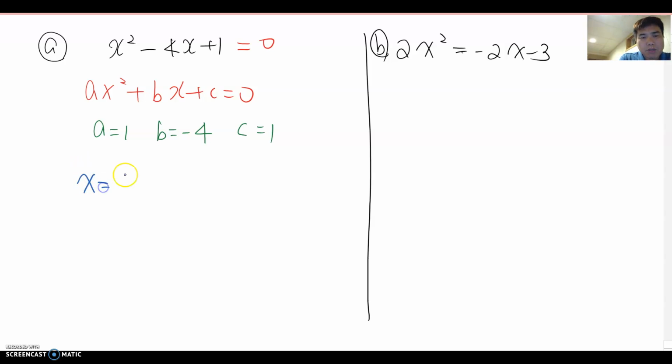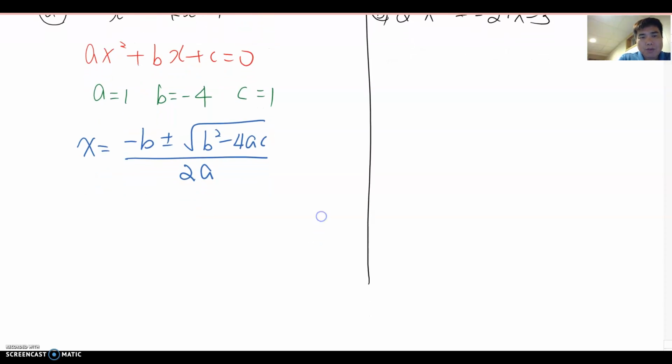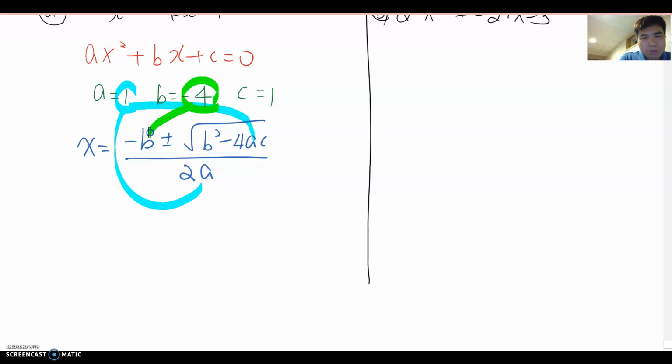So x equals negative b plus and minus the square root of b squared minus 4ac, over 2a, right? So let's plug those values into this formula. This one goes here and here, and b, negative 4, goes into here and then here, and the c value goes basically here.